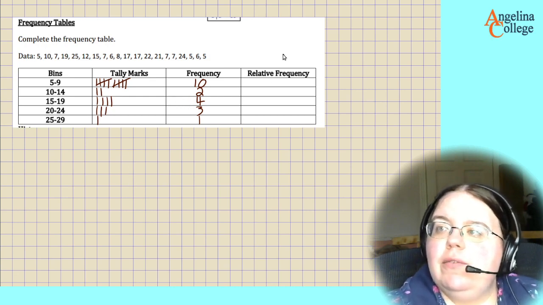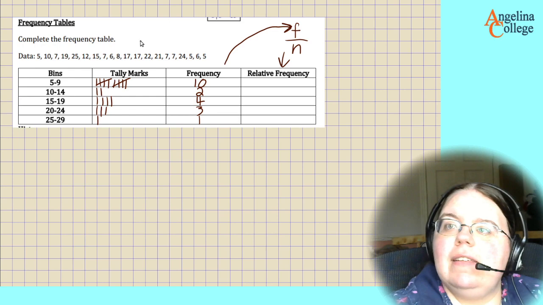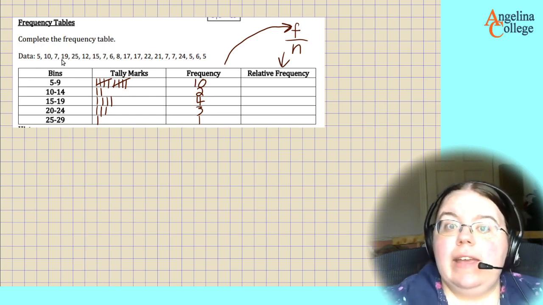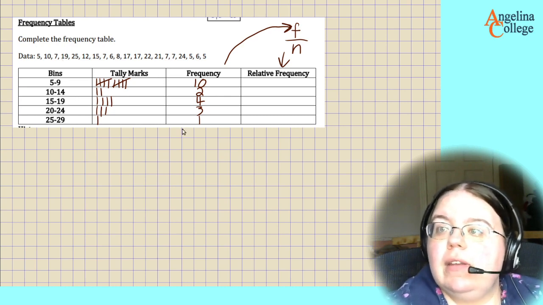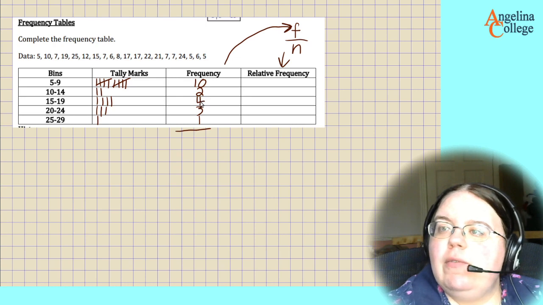Now, relative frequency is always going to be found using the formula F over N, where F is from the frequency column and N is the total sample size. There are 2 ways we can find that out, and it's a good idea to do both because that helps check your work. One way is to take the sum of the frequencies. 10 and 2 makes 12. 12 and 4 makes 16. 16 and 3 is 19. 19 and 1 is 20.